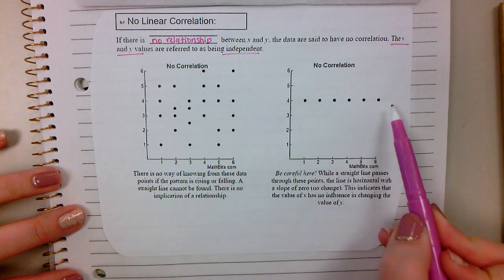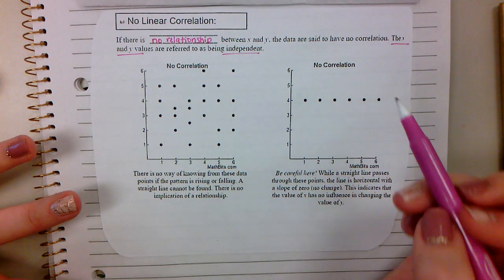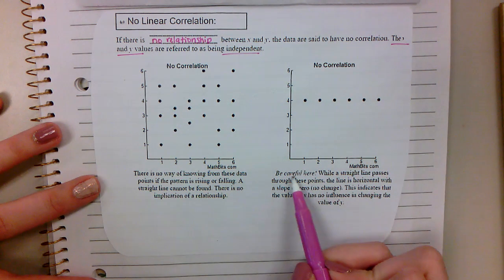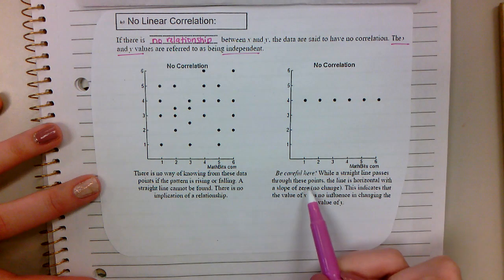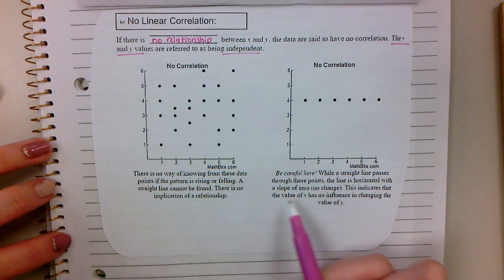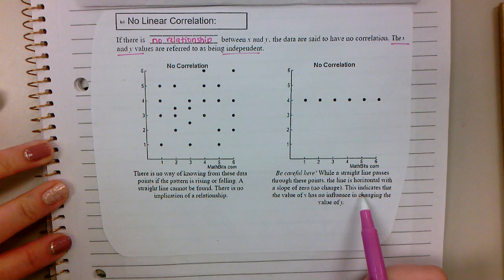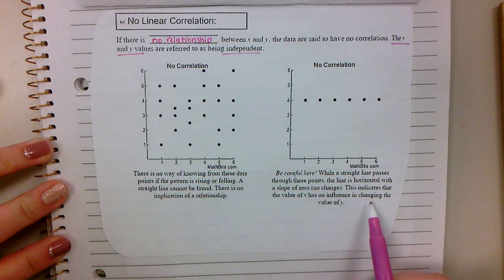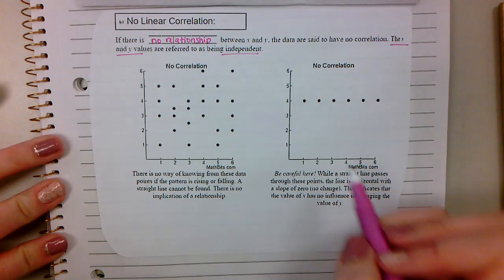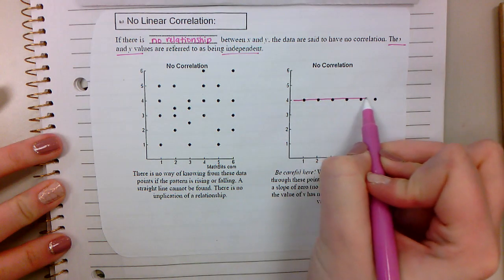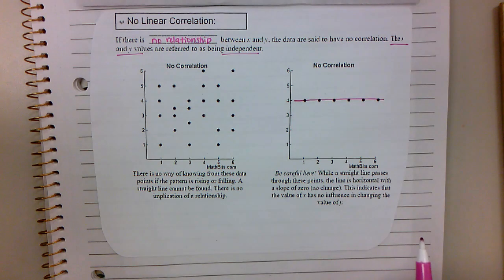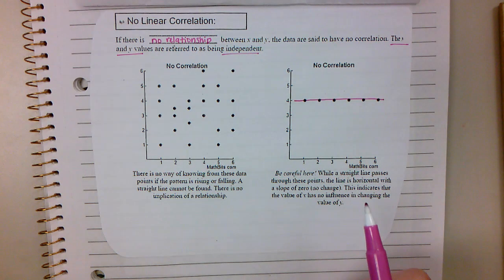Although it is in a straight line, I don't want you to think that that means that there's correlation. It says, be careful here. While a straight line passes through these points, the line is horizontal with a slope of 0, no change. This indicates the value of x has no influence in changing the value of y. So when we look at this, we see a straight line, so we're thinking, well, that's really strong. They're all sitting on that line.